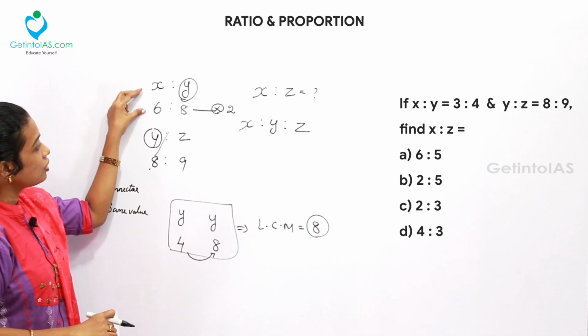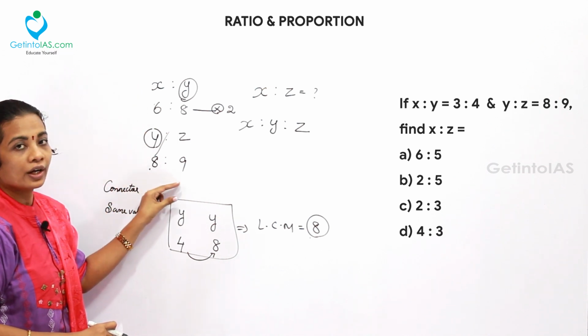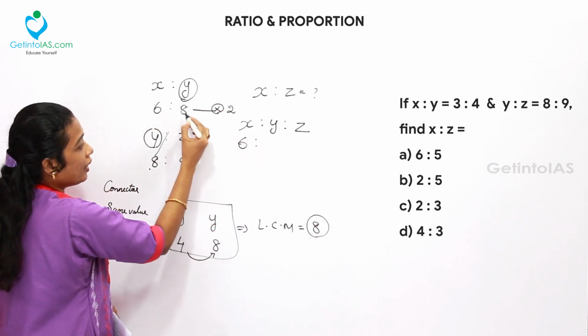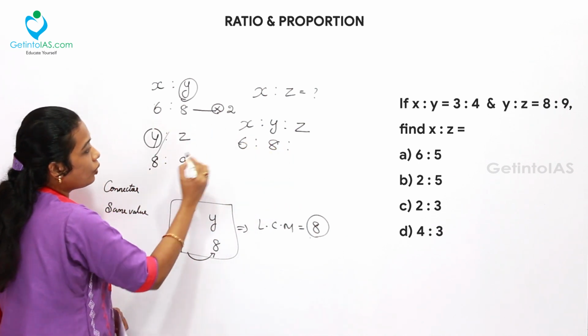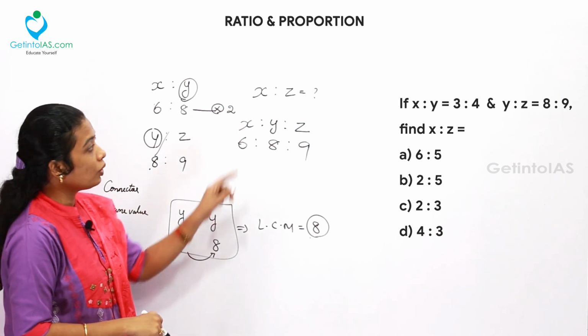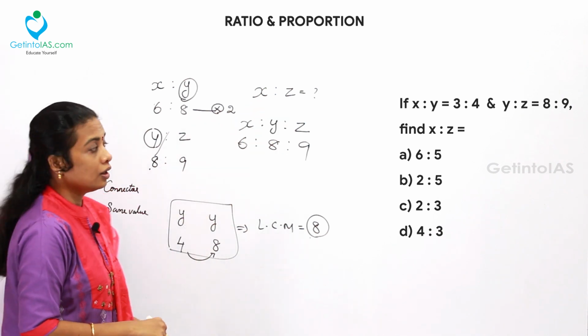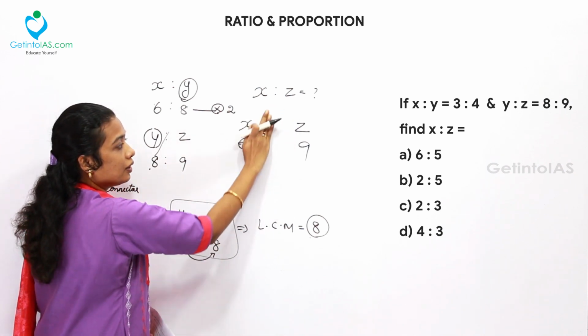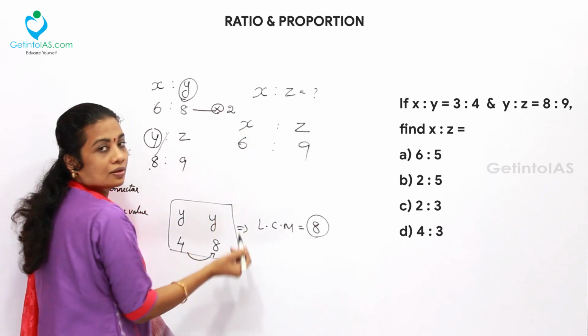X is to y is 6 is to 8, y is to z is 8 is to 9. Now, simply you can get x, y, z. X is 6, y is 8 in both the cases, z is equal to 9. In the question, they have given only to find x is to z. So, we can simply say that y is to be skipped and x is to z is 6 is to 9.